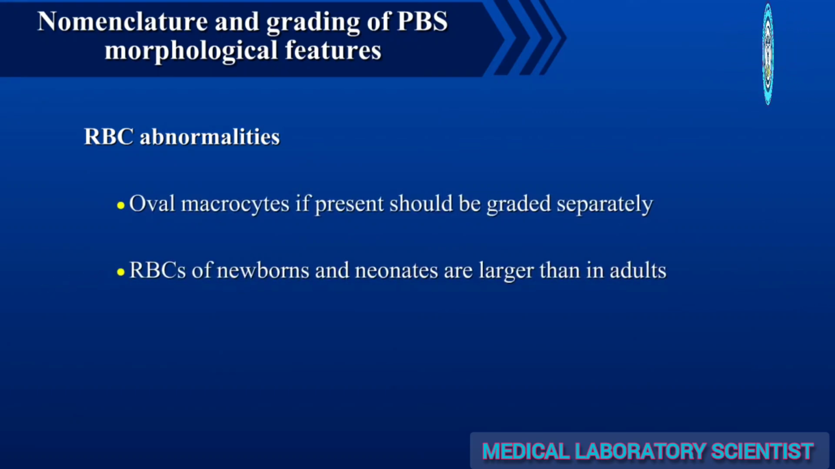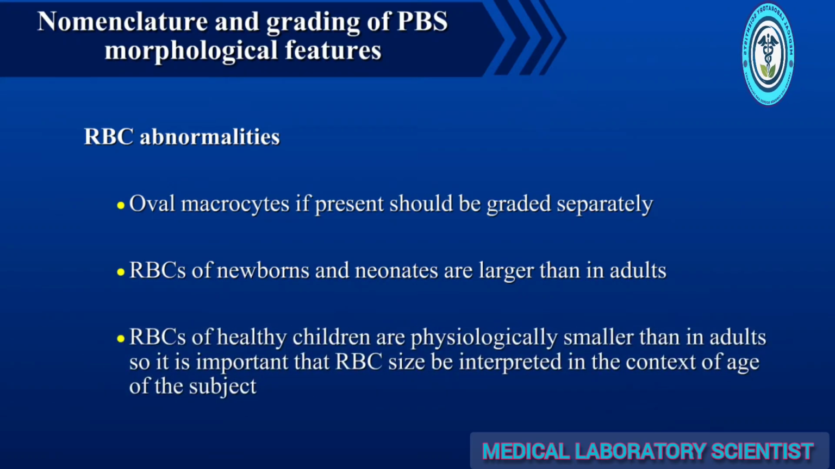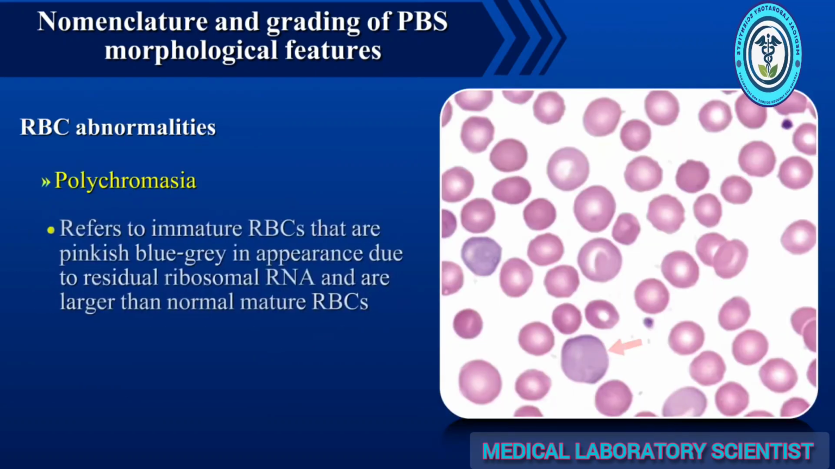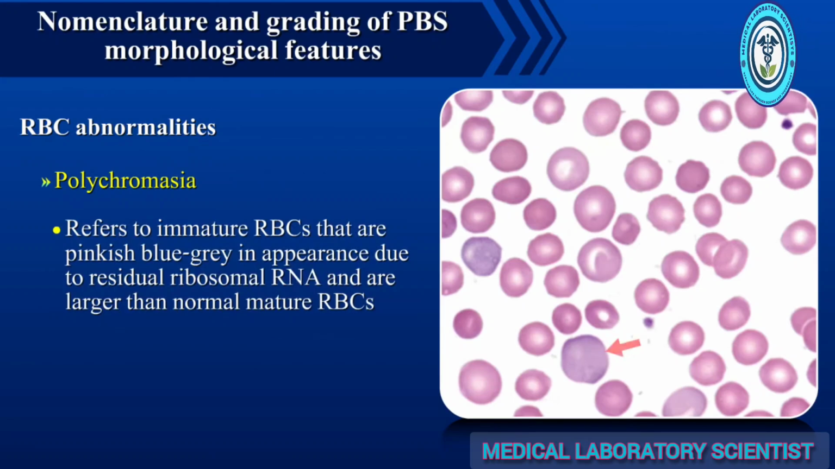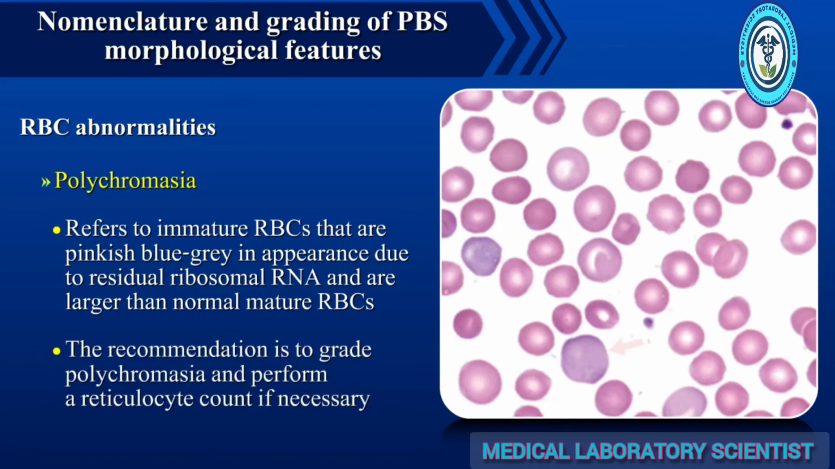RBCs of newborns and neonates are larger than in adults, but the RBCs of healthy children are physiologically smaller than in adults. So it is important that RBC size be interpreted in the context of age of the subject. Polychromasia refers to immature red blood cells that are pinkish blue to grey in appearance due to residual ribosomal RNA and are larger than normal mature red blood cells. The recommendation is to grade polychromasia and perform a reticulocyte count if necessary.